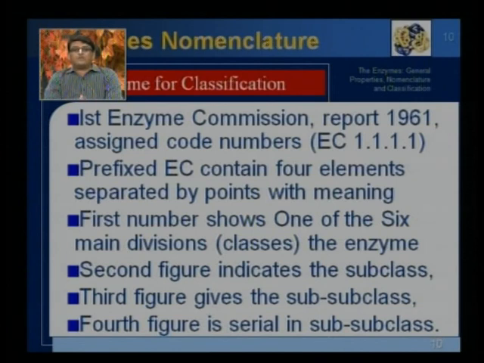The fourth figure is the serial number in the subclass, so that way we move further towards precision. EC denotes Enzyme Commission, then come class, subclass, sub-subclass, and lastly the serial number of the final reaction going on. In this pattern we give the systematic name to each enzyme, and from the number we can also understand which type of enzyme we are talking about.